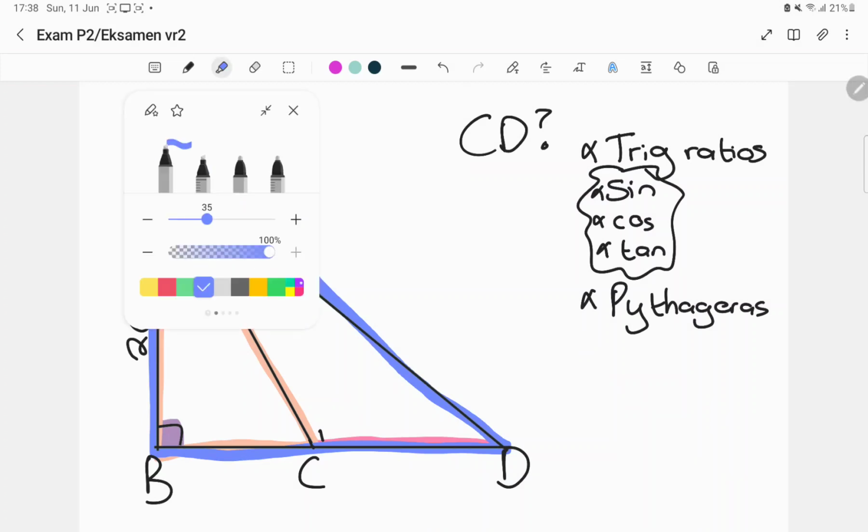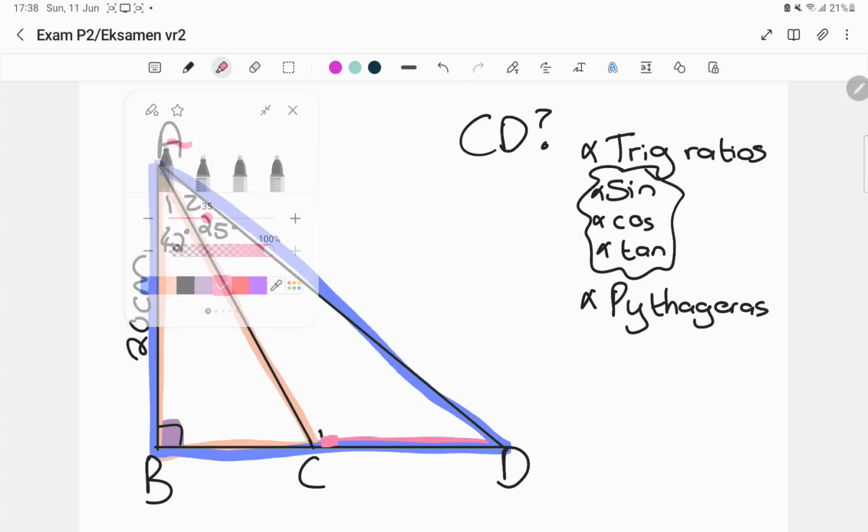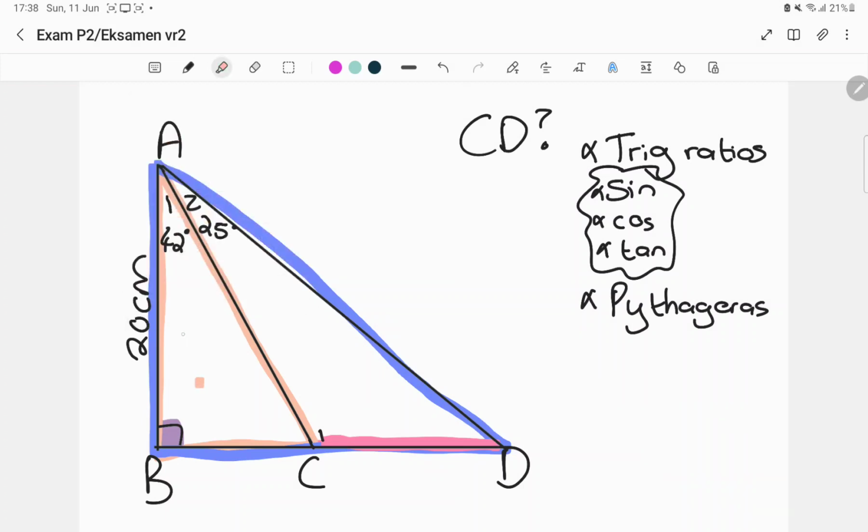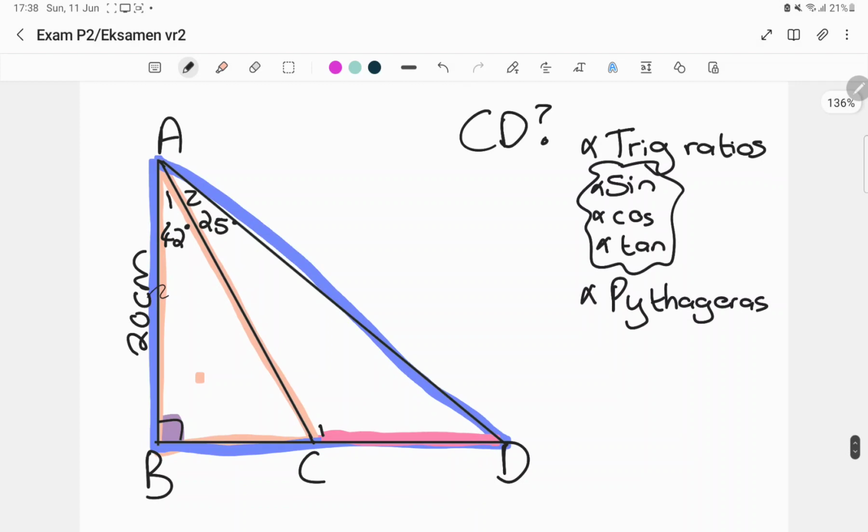Now we just want this part here. We just want CD. But to be able to get that, I have to first get something else. So let's start in my first triangle, triangle ABC. I have 20 centimeters and I have this angle. I want to work out what will be CB, because I can get this part in my tiny triangle and that part in my big triangle. I can minus 2 and it will give me this part. That is what you're supposed to be able to see.